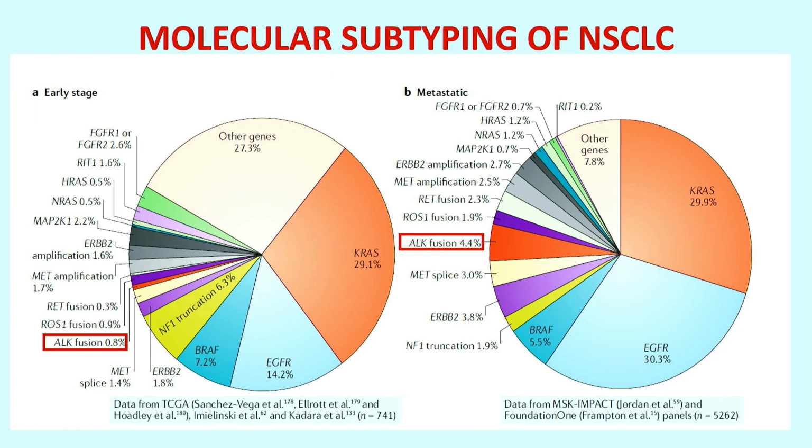Next slide, please. So this is the depiction of what percentage of ALK fusion may be found in early as well as metastatic lung cancer. In the early stage, it is only 0.8%. In the metastatic setting, it is 4.4%. Quite a significant positivity rate. And as I said earlier, because of the availability of NGS, it may increase in future. Yes. Next slide, please.